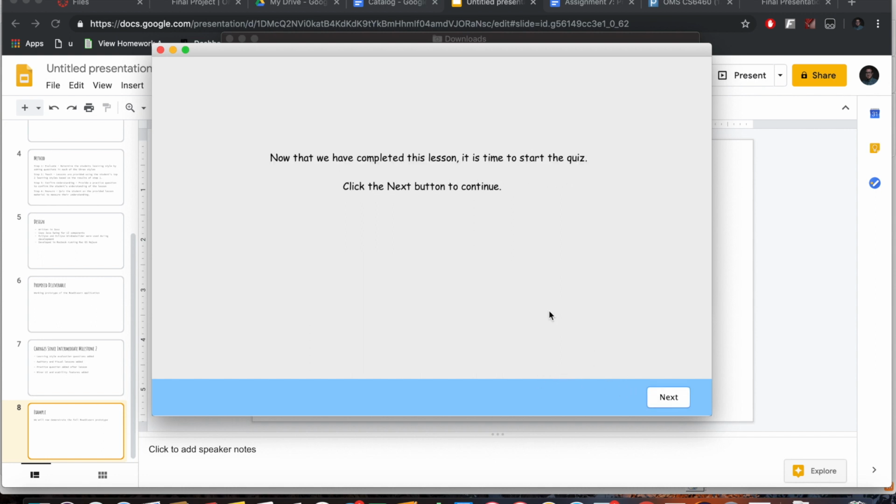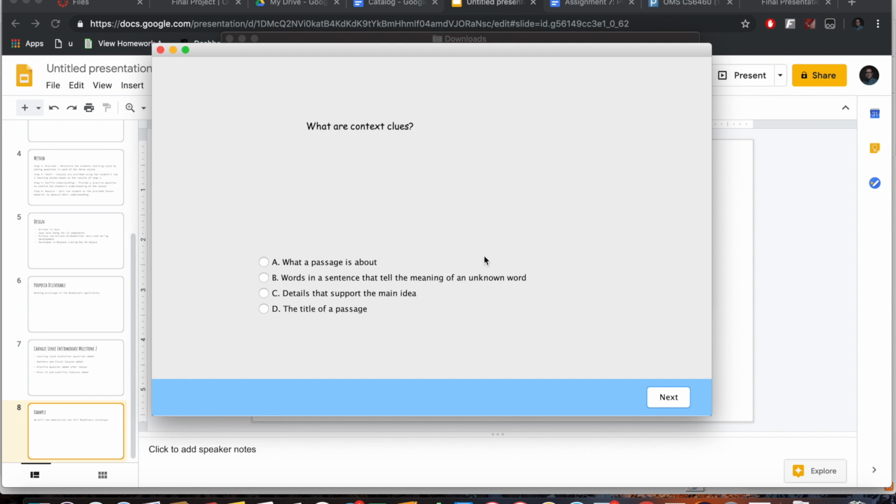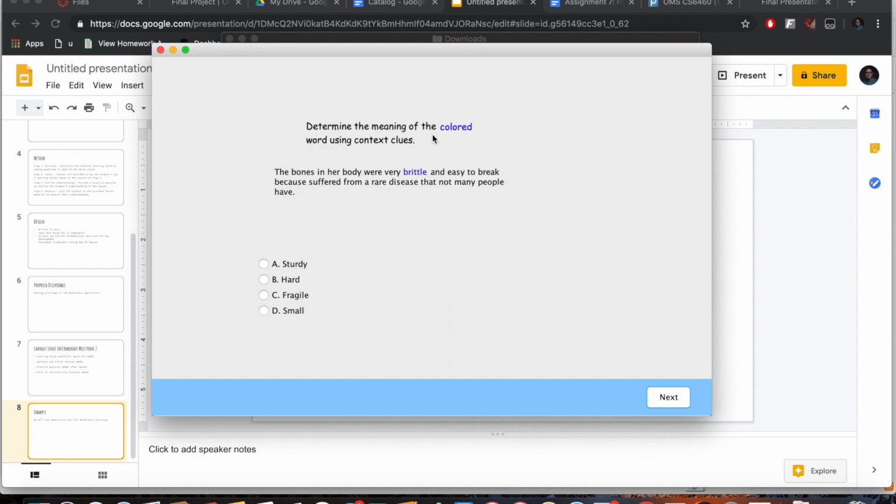And so now that we've got that, we are moving on to the quiz. And so these are just some questions to review what they've learned, and I'm going to go through them very quickly. But the first one here is, what are context clues? Then we want the student to identify the meaning of the colored word using context clues. And they can tell that brittle means fragile. Then they need to identify the words that they used to determine the meaning of brittle. And in this sentence, it's easy to break.